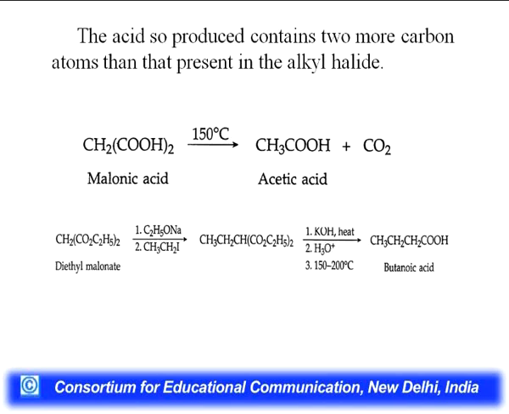You can see the example of how malonic acid will convert to acetic acid and diethyl malonate will convert to butanoic acid. First of all the salt is formed, and then after alkaline hydrolysis and decarboxylation you will get the butanoic acid.